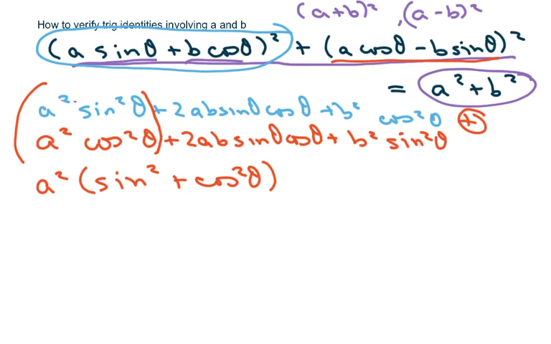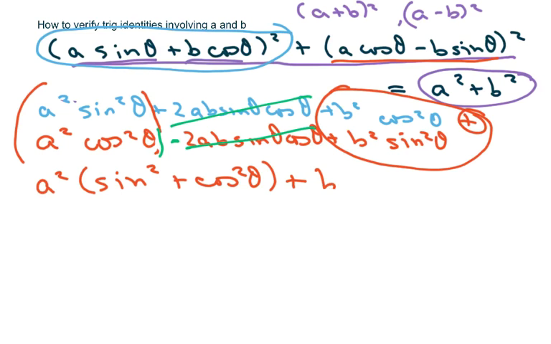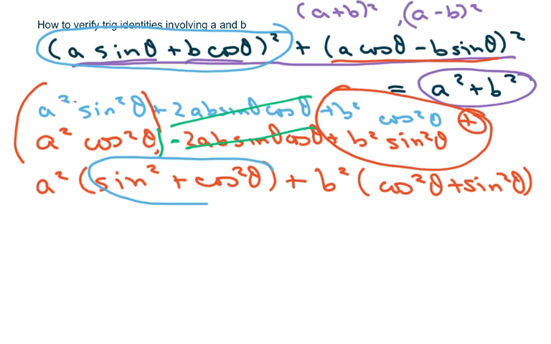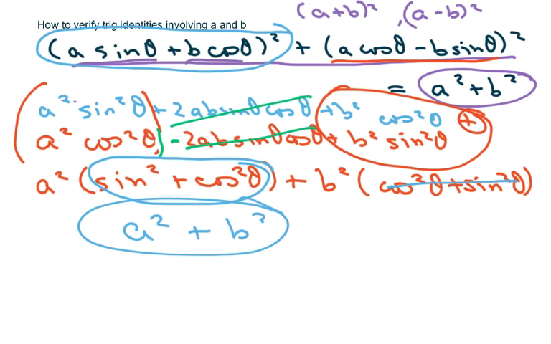Oh, this was supposed to be minus, sorry. So this part right here was minus. I knew something was wrong. Okay, so this is minus here. So those two cancel. And now we take care of this part. So I'm going to factor out a B squared and get cosine squared theta plus sine squared of theta. Well, with our identities, we know that this equals 1. So we get A squared times 1, and B squared times 1 is B squared, which is our desired result.